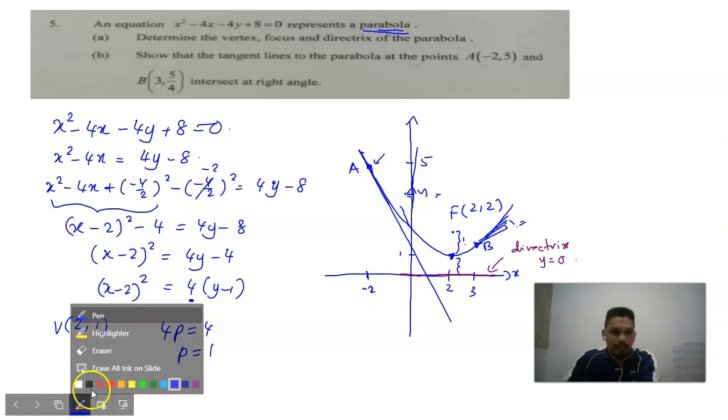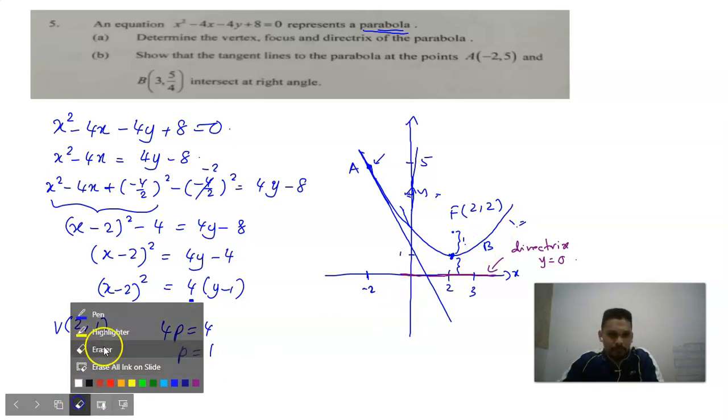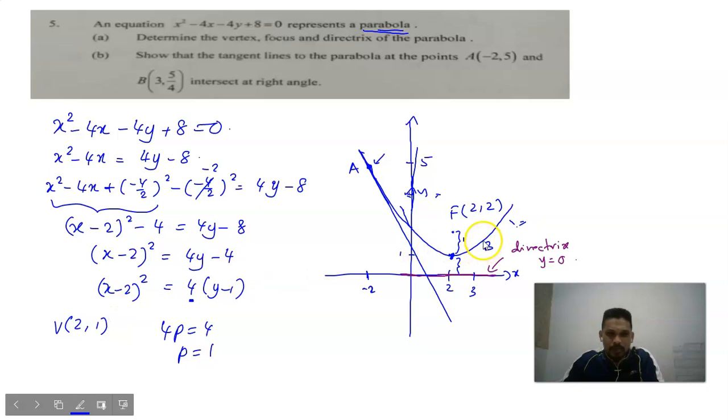Sorry, I'm trying to recall using this ruler on this board. So just imagine that this is a point B here, the point B here, and the tangent line. They meet and cut at this point, where on the right side they intersect at a right angle. Okay, intersect. This is the left side, left angle, and this is the right angle.